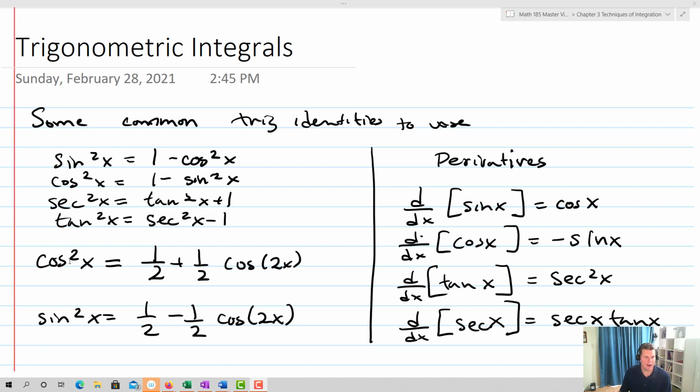And then we have some other identities, cosine squared x being 1 half plus 1 half cosine 2x, and this is one of the ones we're going to use to allow us to do some U substitution. Same with sine squared x. The other piece we're going to need, because we're basically going to be doing U substitutions, is to make sure you know all of the derivatives for your basic trig integrals. So make sure you have those written down, because they're going to become very handy.